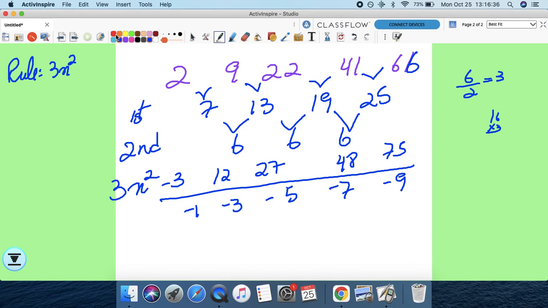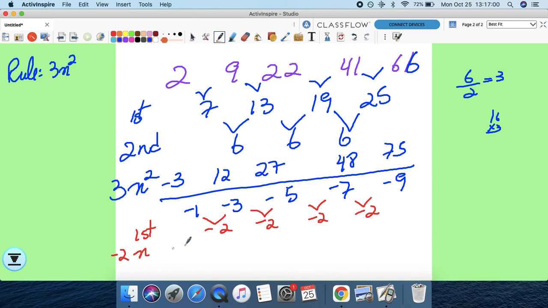There's a little bit more to come. We're going to find the first difference again. Negative 1 to negative 3 is minus 2. Negative 3 to negative 5 is minus 2. Minus 2. Minus 2. So that tells us it's a linear sequence. But what kind of linear sequence? A negative 2n sequence. Let's find out what that looks like.